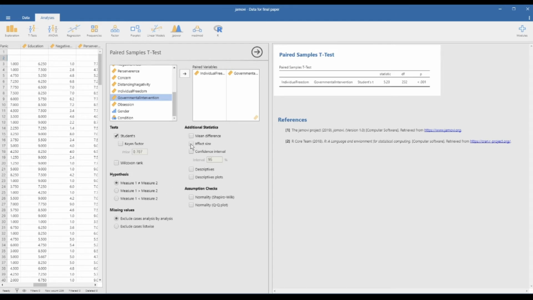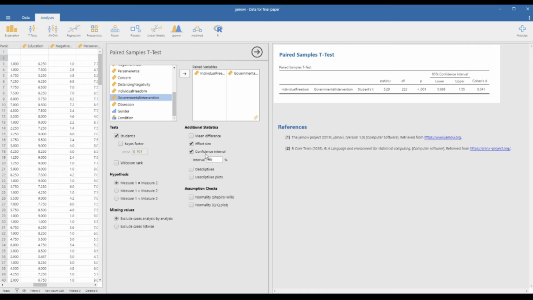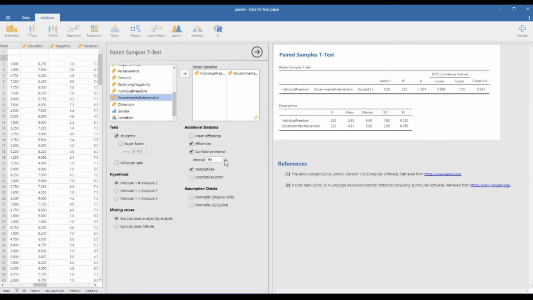We also want to ask for a measure of effect size. That's going to give us Cohen's d, and a confidence interval, which is going to tell us the extent to which we are 95% confident that the real difference between these two time points is going to fall within that 95% confidence interval. And then we want to ask for our descriptive statistics. So over here on the right, it has run the analysis for us. I'm going to start with our descriptive statistics.